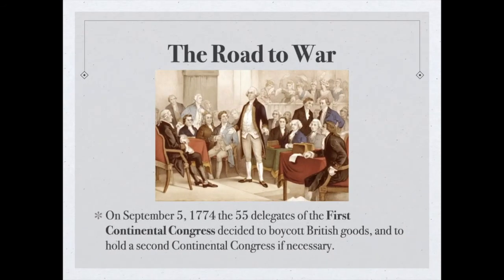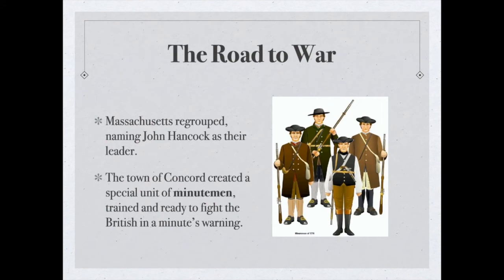On September 5th, the 55 delegates of the First Continental Congress decided to boycott British goods and to hold a Second Continental Congress if necessary. Massachusetts regrouped, naming John Hancock as their leader. The town of Concord created a special unit of Minutemen, trained and ready to fight the British in a minute's warning.